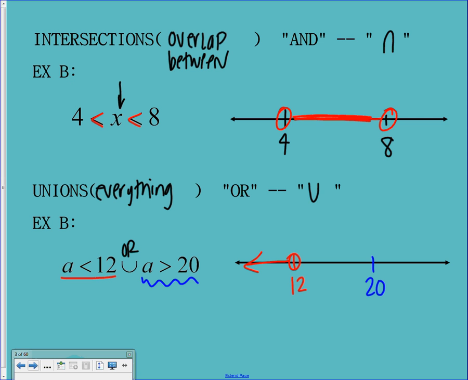So then I'm going to have 20. It is just a greater than, so I'm just going to have an open dot and then shaded to the right. So intersections, the overlaps, are graphed between, and then the unions, which are everything, include usually your graphs going out to the side.